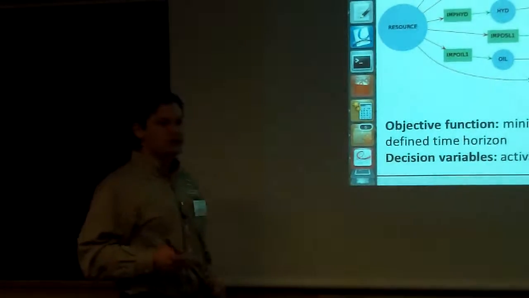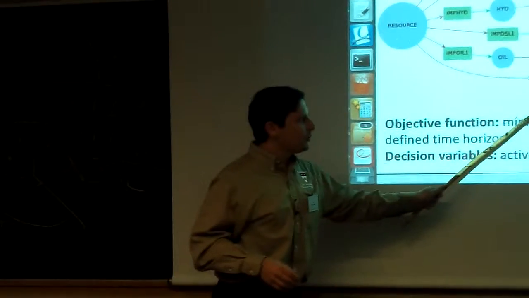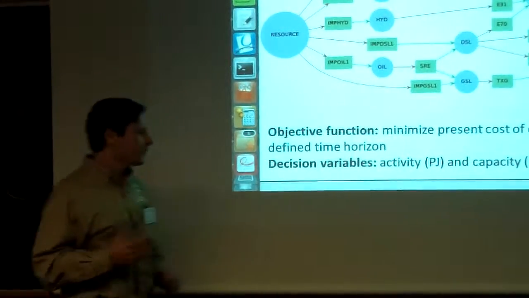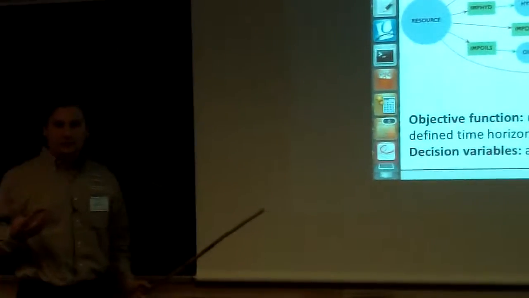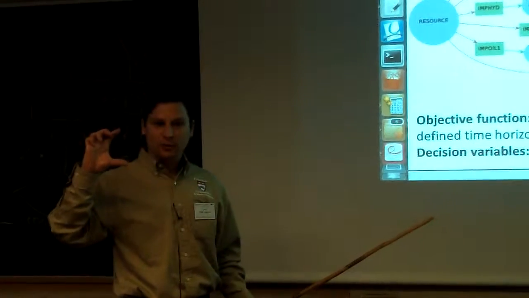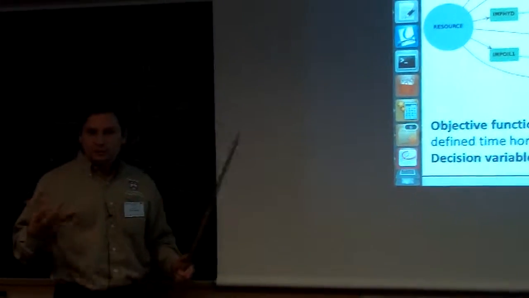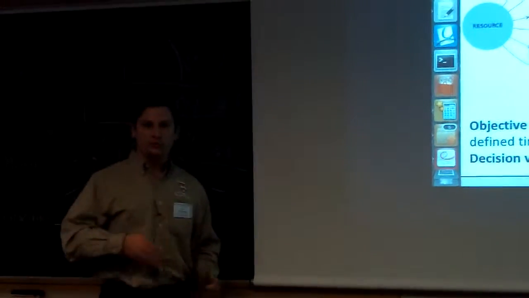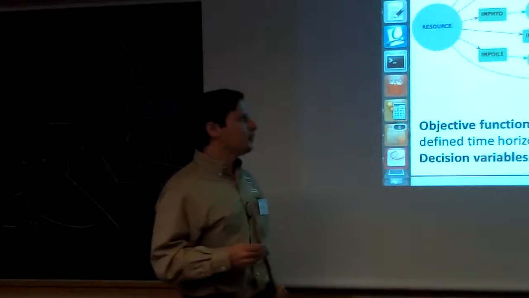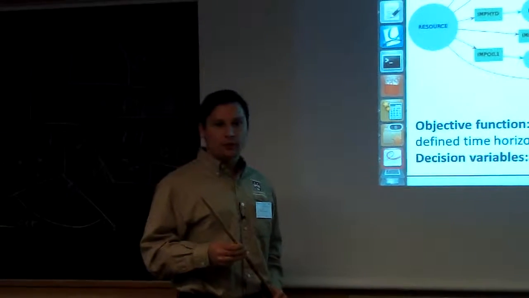The decision variables are generally the activity of each technology, and really that's just a term to mean what's the throughput of each technology, and the capacity. So we might have some throughput, but we also have some maximum capacity for each of these technologies. Okay, so that's roughly how the models work. I don't want to go into a whole lot of detail on the formulation, but hopefully that gives you a relatively good sense for how these types of models work.